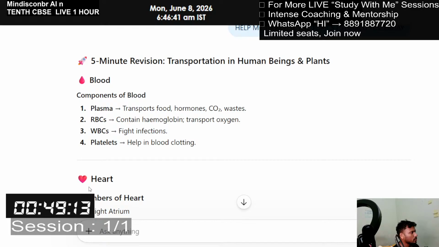Blood. Components of blood: plasma transports food, hormones, carbon dioxide and wastes. RBCs contain hemoglobin and transport oxygen. WBCs fight infections and platelets help in blood clotting.